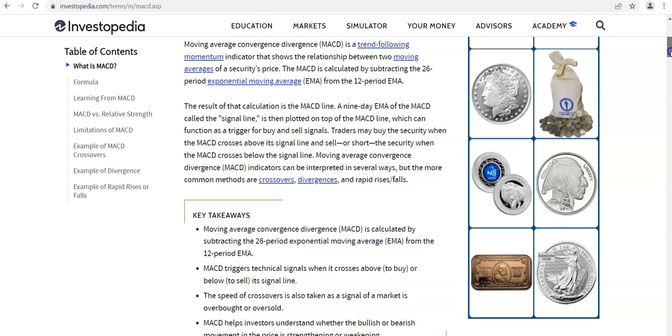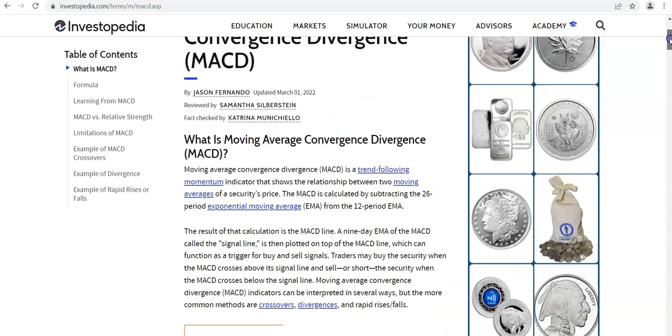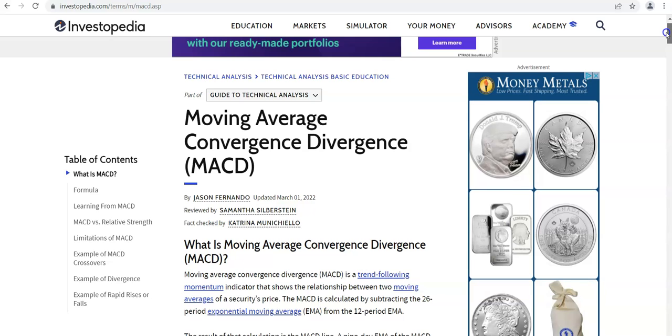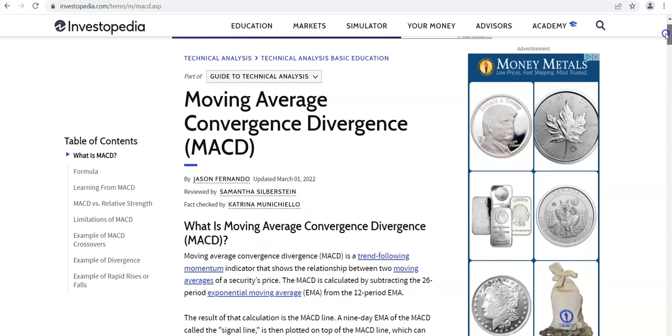Moving average convergence divergence, also referred to as MACD, is a trend following momentum indicator that follows a relationship between two moving averages of a security's price. The MACD is calculated by subtracting the 26-period exponential moving average, EMA, from the 12-period EMA. So before you get too confused or worried, you don't have to calculate anything. I'm going to show you how to read these things and take advantage of them.